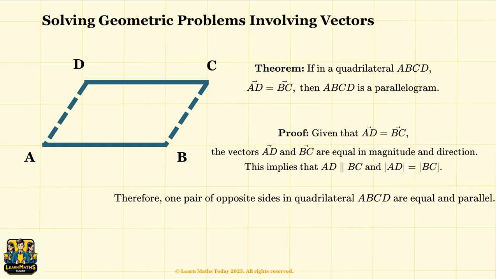So this means that AD is parallel to BC and AD equals BC in length. That means the magnitudes are the same. Therefore, we know that one pair of parallel sides of this quadrilateral ABCD are equal and parallel.